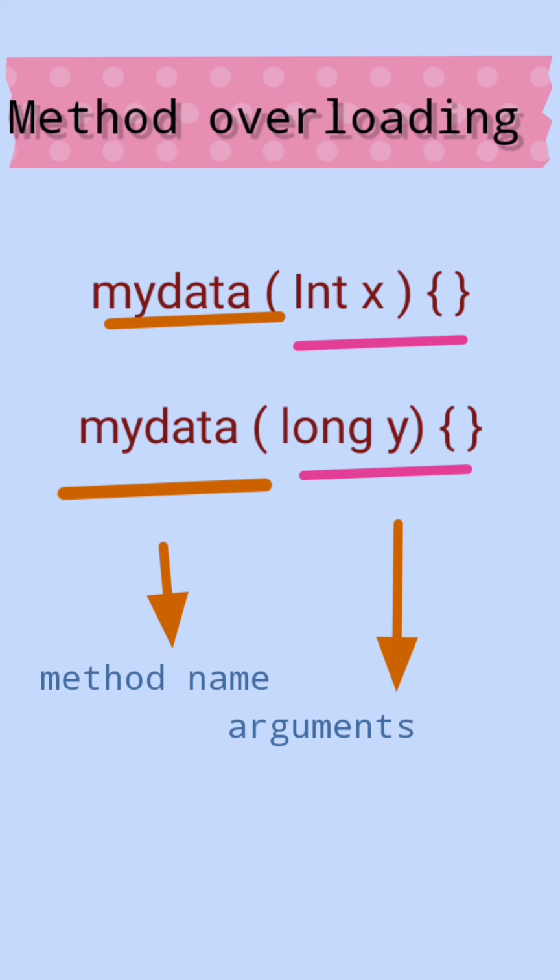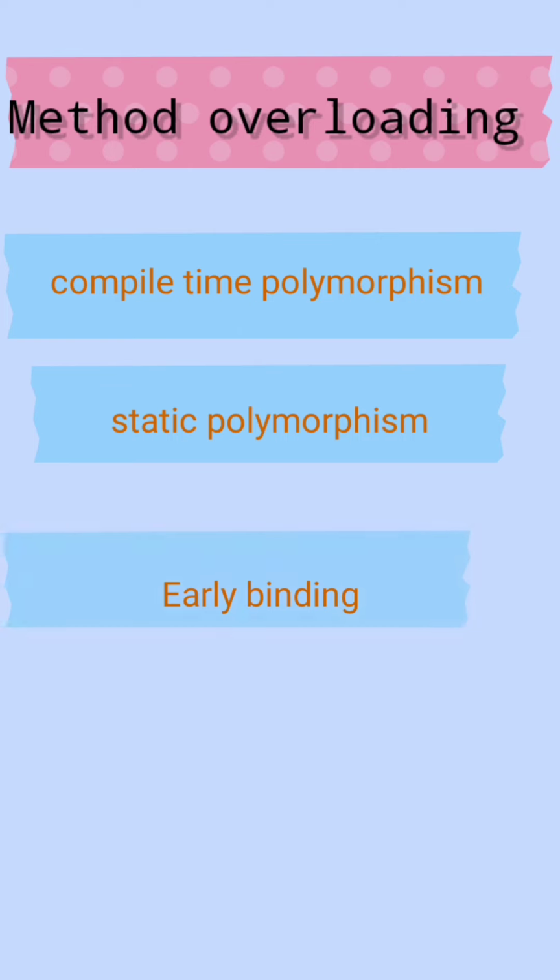In a language which does not support overloading, it shows an error if we define two methods with the same name, with either the same or different argument types. Since method overloading is always carried out by the compiler based on reference type, it is also called compile time polymorphism, or static polymorphism, or sometimes early binding.